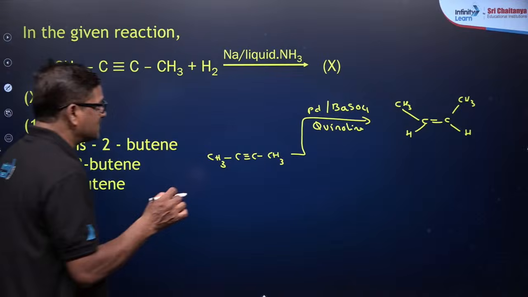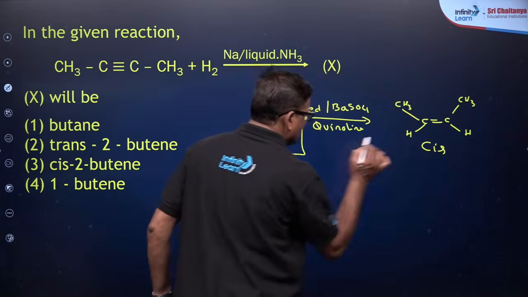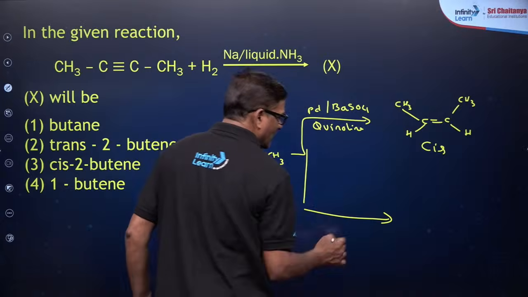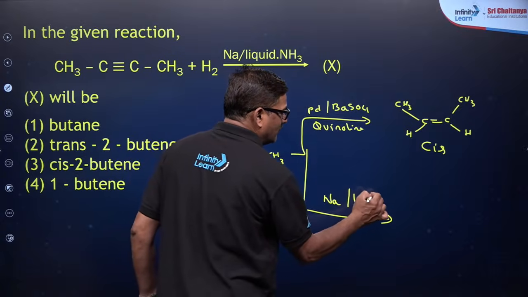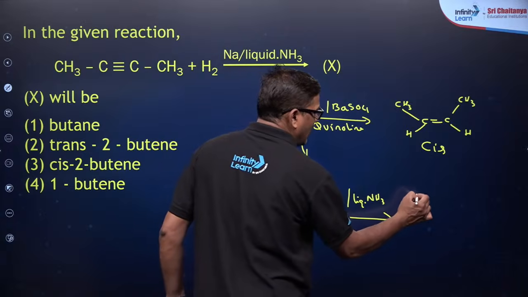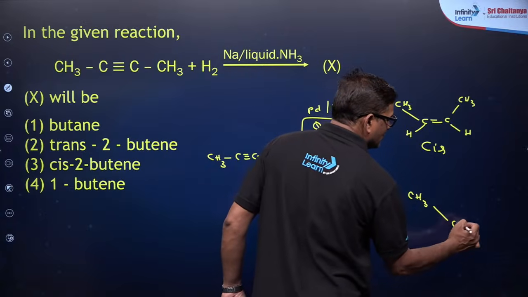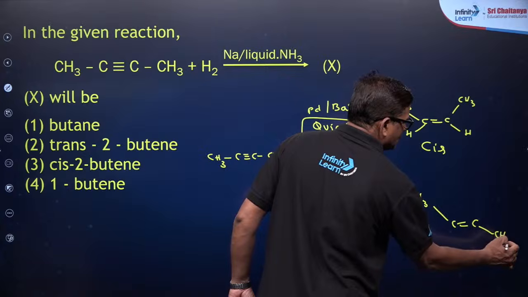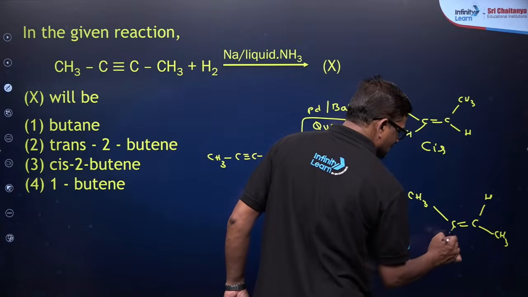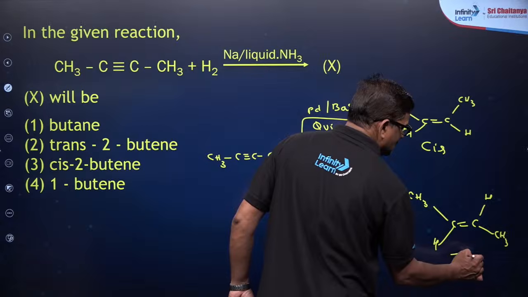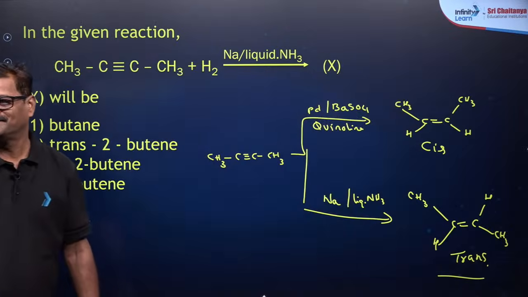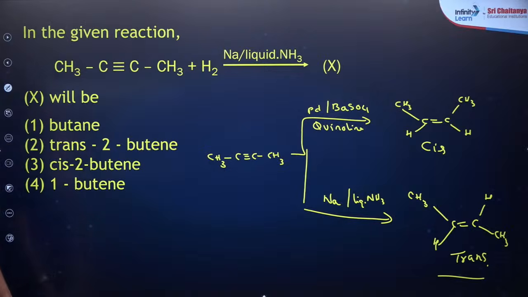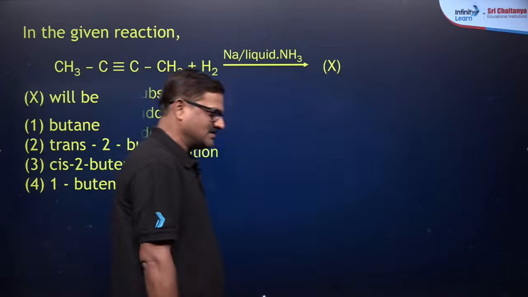Now, if it is treated with sodium or lithium in liquid ammonia, you are going to get anti-addition, which gives rise to this. So hydrogen, and it is hydrogen trans, it is going to be trans. Are you getting or not? Clear? Any doubt? So I want to say the trans alkene is the answer.